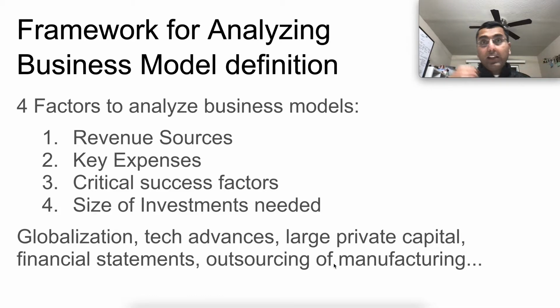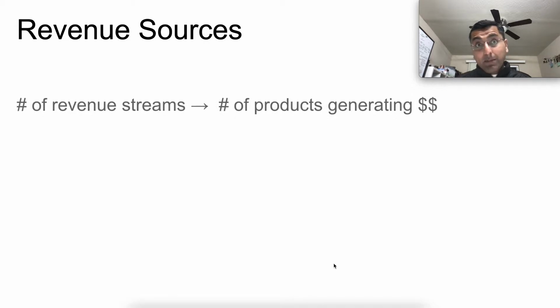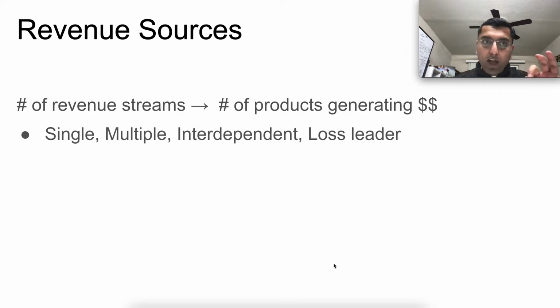There's positives and negatives. And so each of these four areas we're going to go into detail in this video. So first one, revenue sources, money coming in. Money comes in through the unique product offerings that you have. The number of unique products that you have is your number of unique revenue streams.